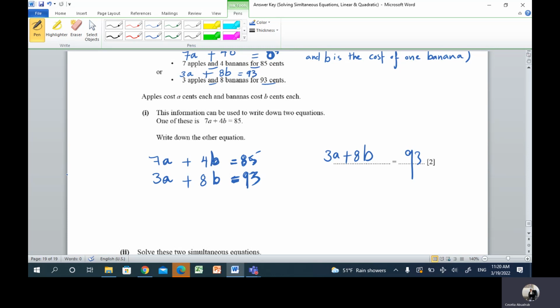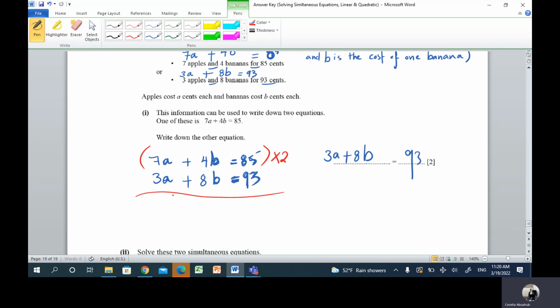And in my opinion here, it would be easier to get rid of B by making the coefficient of B in the first equation the exact same as the coefficient of the second equation. How do I do that? So it will be 4 times 2. It will become 8B. So that's why I'm going to multiply that first equation by 2.